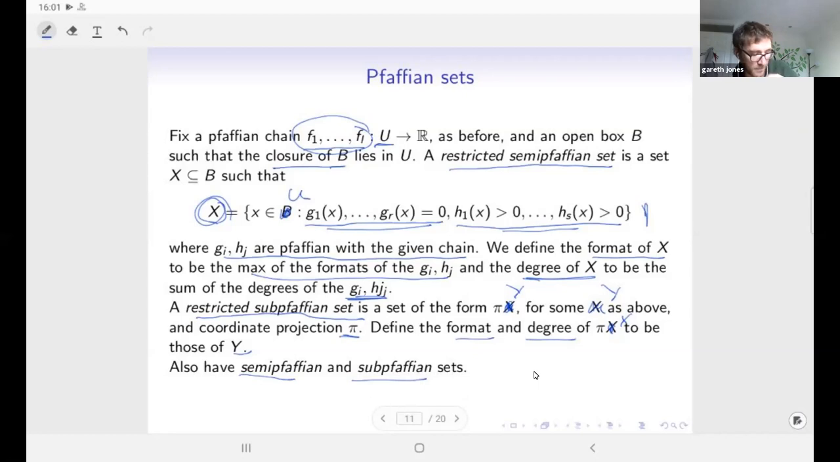So what's an example of a restricted subpfaffian set? If I take the Weierstrass P function and I restrict it to some compact box contained in the complex numbers, and then I take its real part and its imaginary part, so those are real analytic functions on this box, then by a result of McIntyre, the graphs of these functions are restricted subpfaffian sets. And you see, these are some of the kind of things we see sometimes in the diophantine applications.